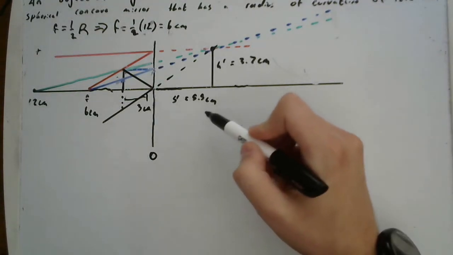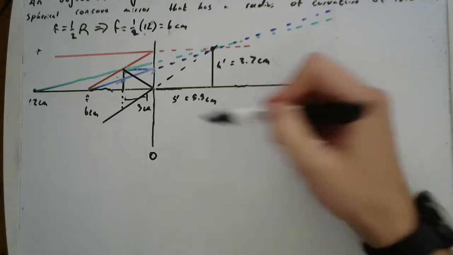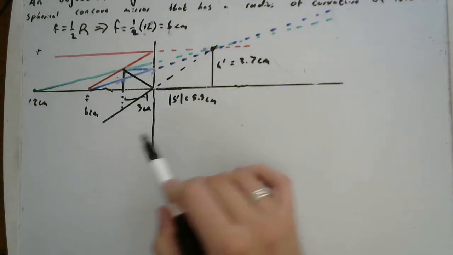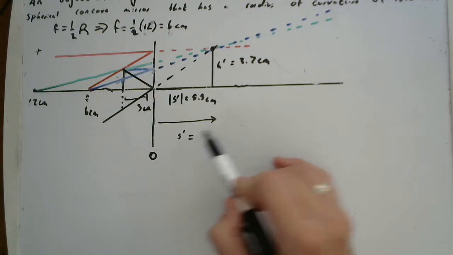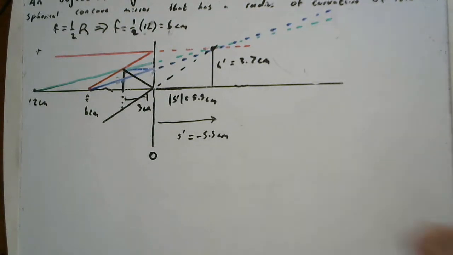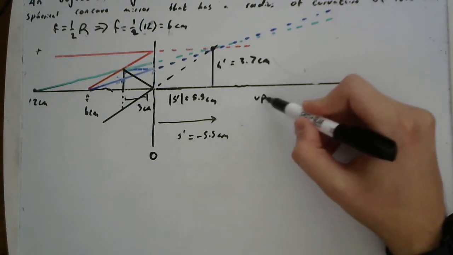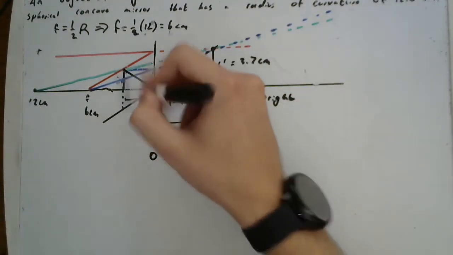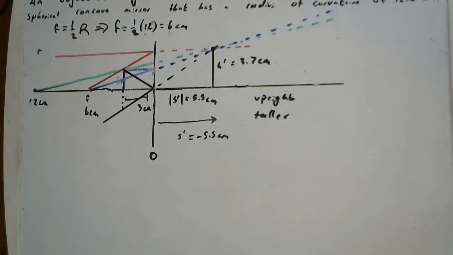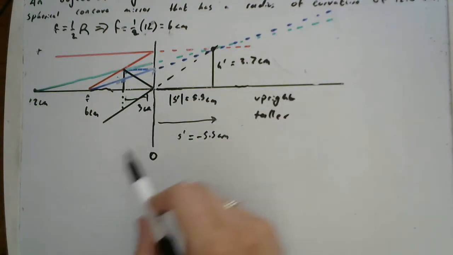So I wrote here that these are 5.5 centimeters and 3.7. Here, this should actually be the absolute value because since we're going in the negative direction, S prime is equal to negative 5.5 centimeters. So this is what your diagram should look like. Again, you only need three rays. A lot of you did 2, some of you did 1, but you need at least 3. I drew 4 just for demonstration purposes, but yes. Great. Now, we can see that the image is upright. It is definitely taller. And it is behind the mirror, so it is virtual.